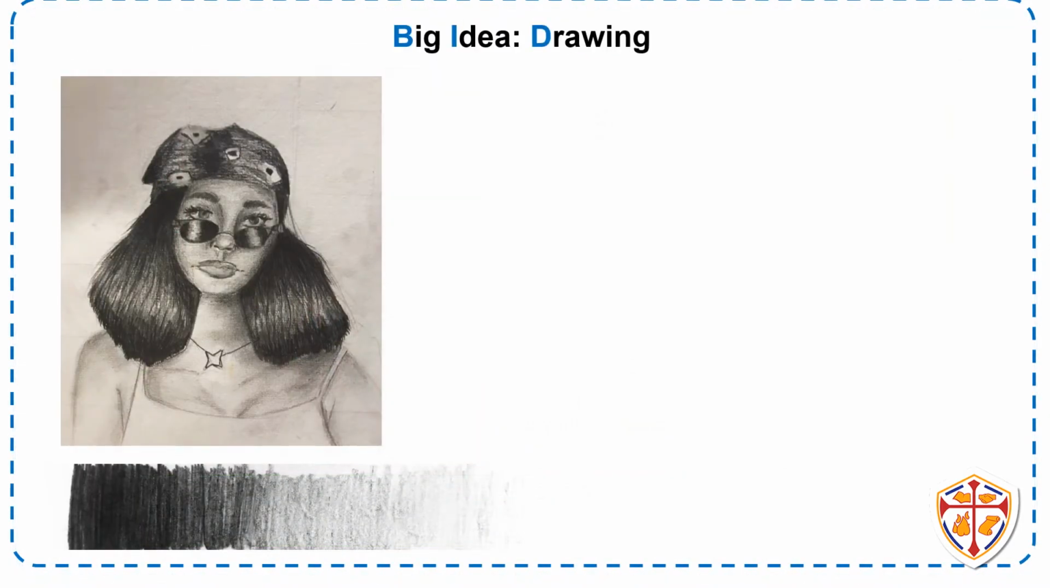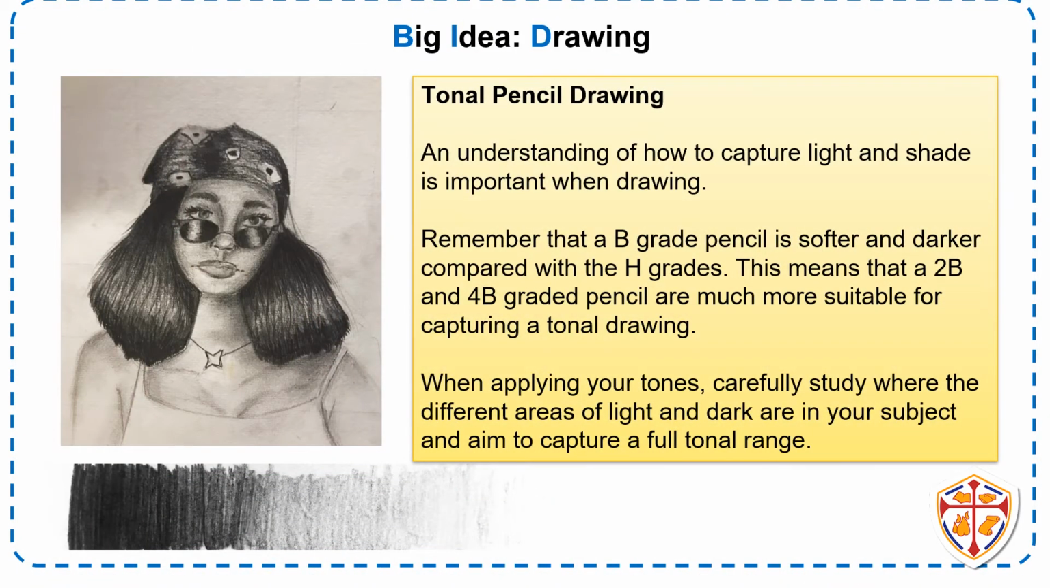We are now going to look into our big idea of drawing a little bit more. The first technique that we are going to explore is a tonal pencil drawing. Now, an understanding of how to capture light and shade is really important when drawing. Remember that a B grade pencil is softer and darker compared with the H grades. This means that a 2B or a 4B graded pencil are both much more suitable for capturing a tonal drawing.